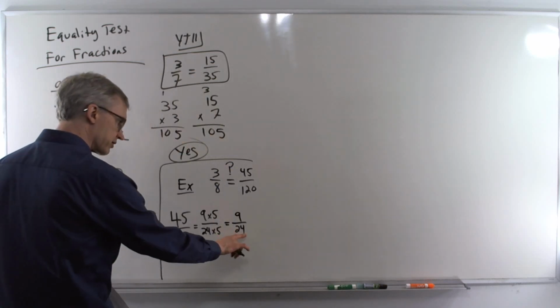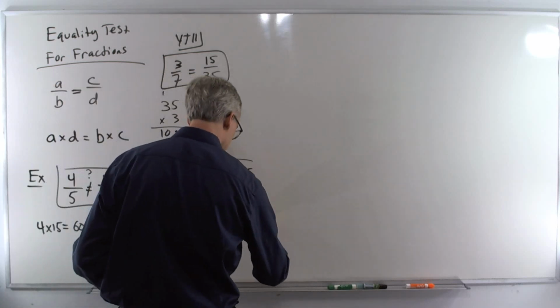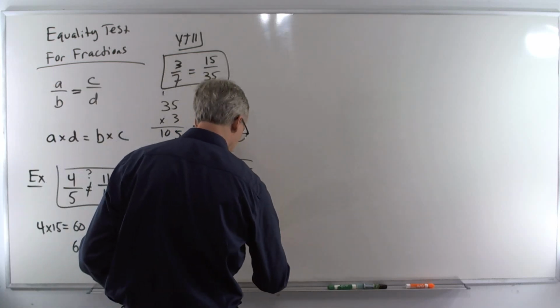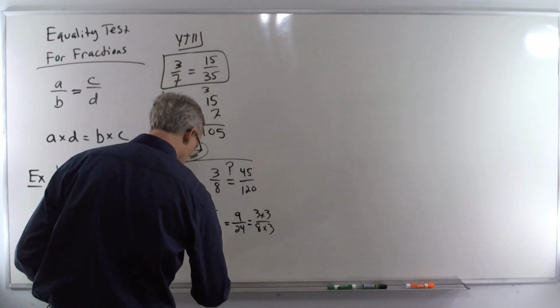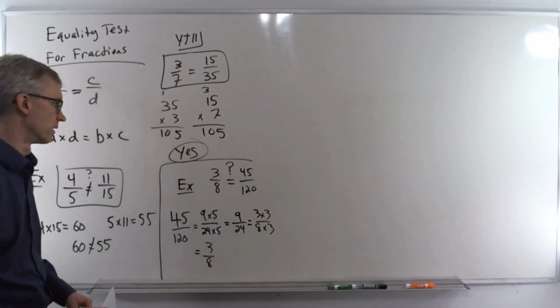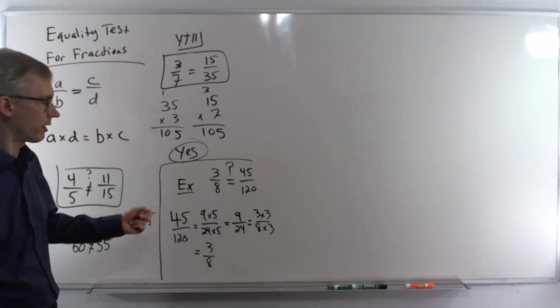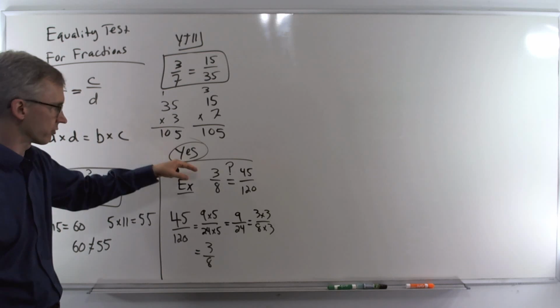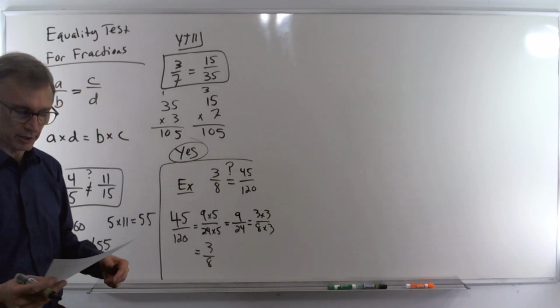Now, 2 plus 4 is 6, so that's divisible by 3. So that means they're both divisible by 3, so that gives us 3 times 3 over 8 times 3. The 3's cancel, and it equals 3/8. All right, so those two are equal to each other. Now compare the amount of work you had to do there with taking 3 times 120 and 8 times 45, and then you can decide which method you'd like to use.